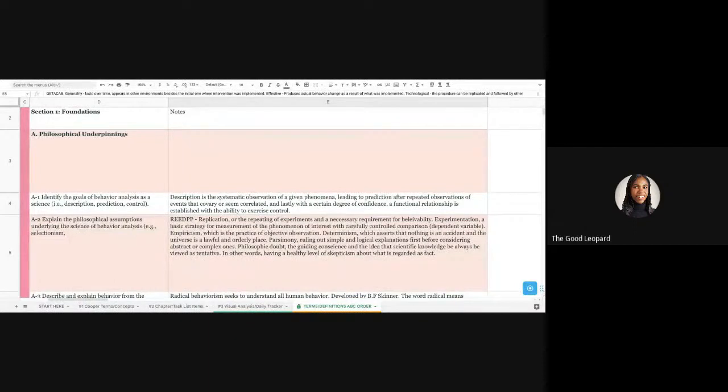So you start at description and work your way to control. Control is what we typically would want to get. Anytime that we're trying to fix or change the behavior, we want to figure out the functional relations of that behavior. So we want to be able to describe it, and make a prediction based on the past and the pattern of the person behaving or the behavior itself. And then we want to be able to control it with the interventions that we put into place. So that's A1. Does anyone have questions about A1 or want to add anything?